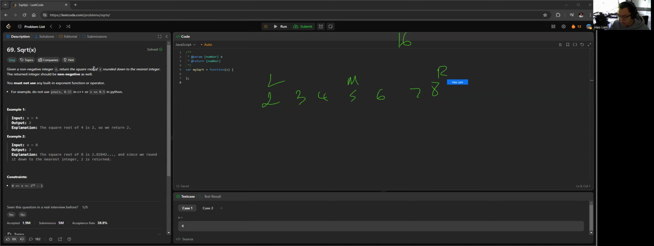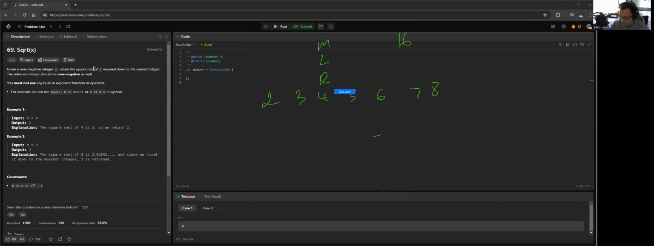Right. So 5 squared is 25. 25 is larger than 16, so you move right equal to middle minus 1. Do it again. 3. 3 squared is 9. 9 is smaller than 16, so left equal to middle plus 1. So now this is our mid. So 4 squared, 16, equal to 16. So we return 4.